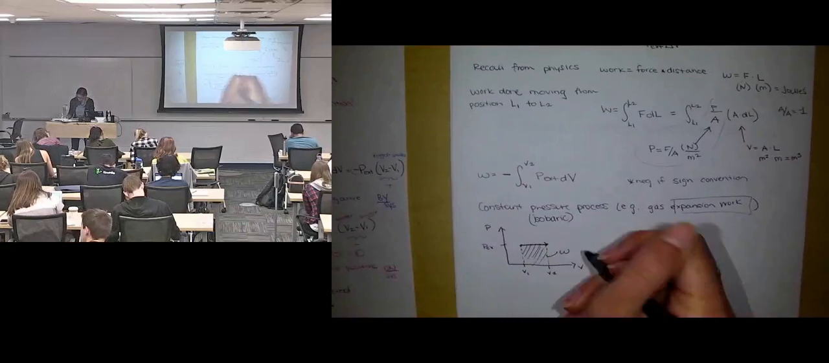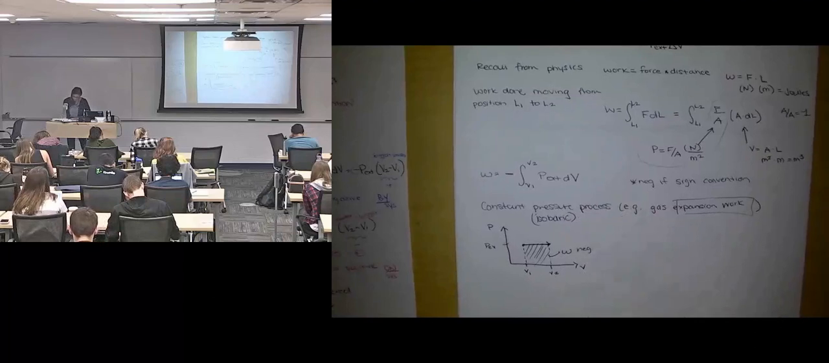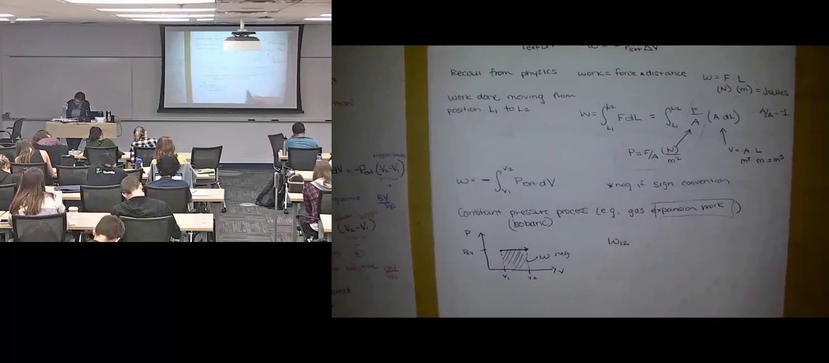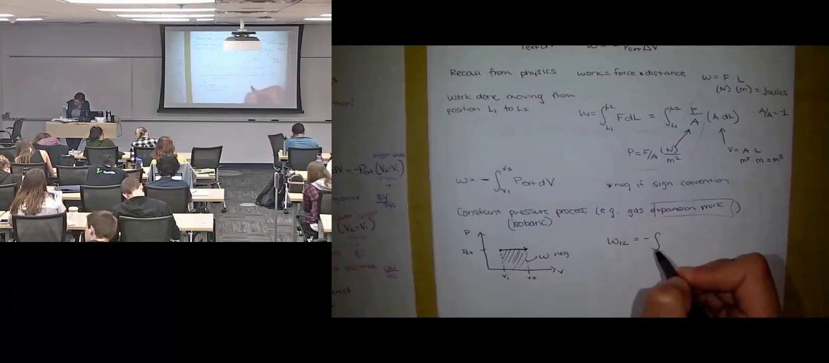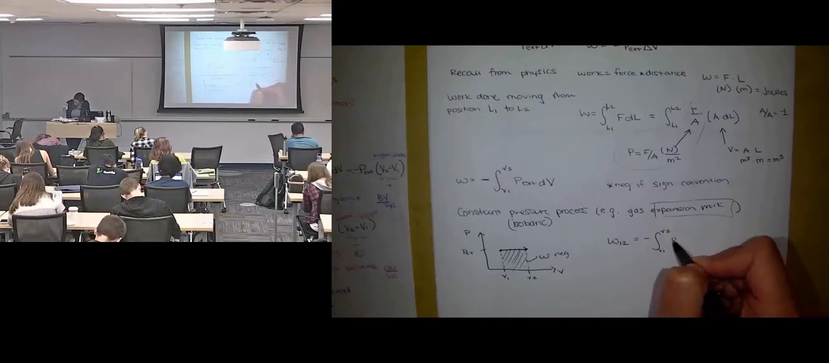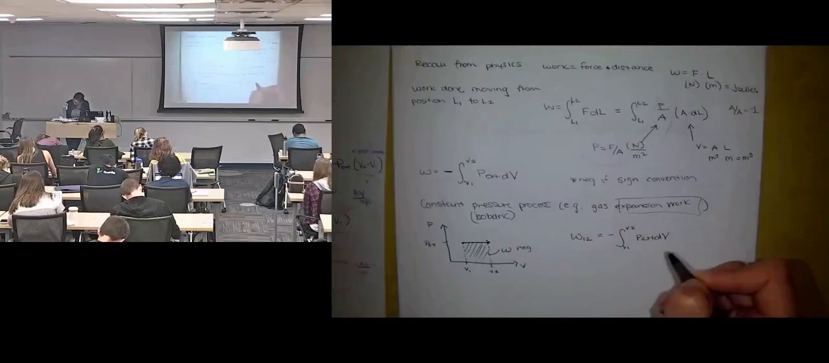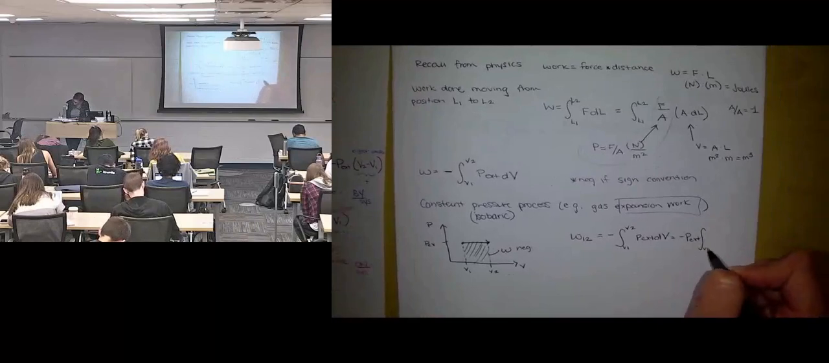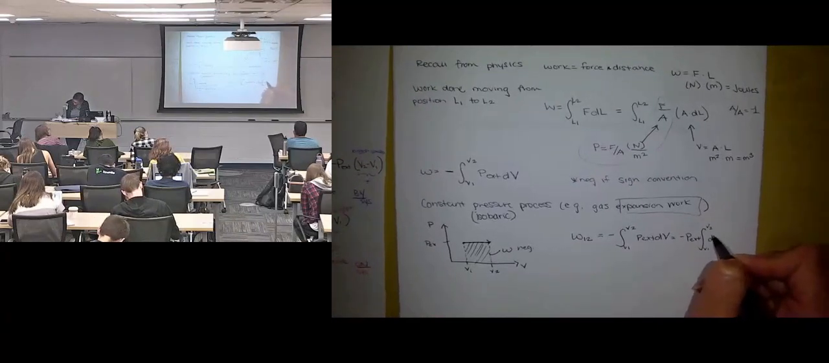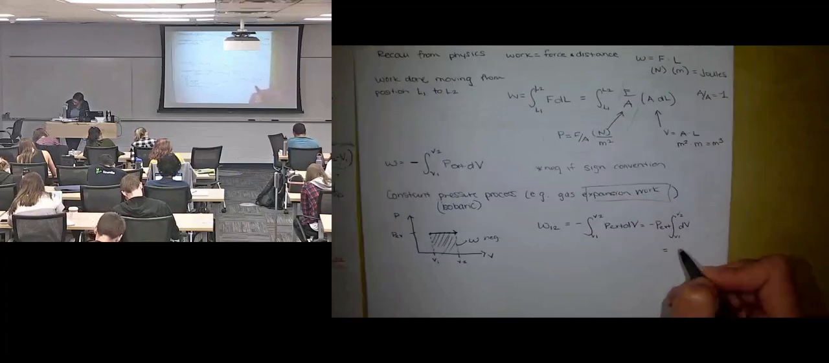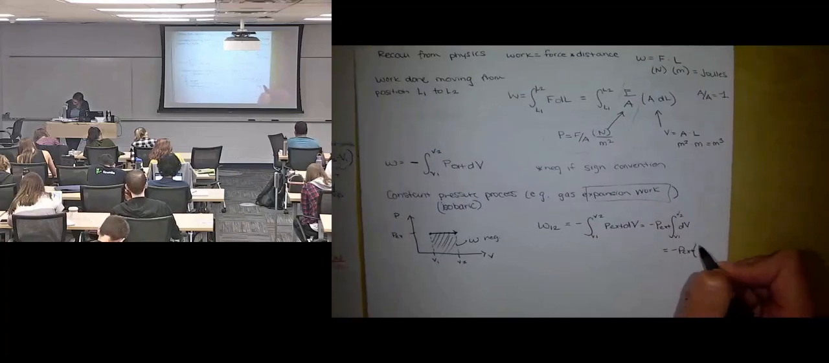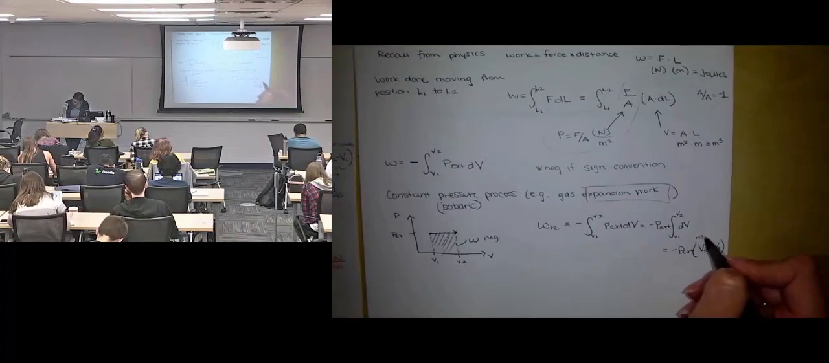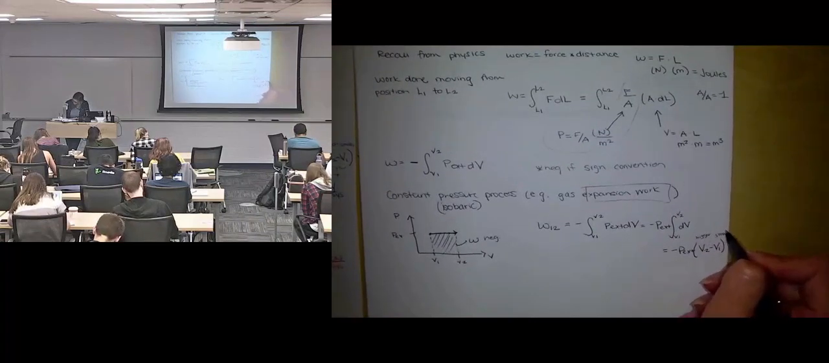This is work, but it's also negative. So we can look at work going from volume 1 to 2. This would be given by negative integral from V1 to V2 of P exterior dV. We can pull the pressure out, and we can write this as V2 minus V1. Okay? We're going from a smaller volume to a bigger volume.